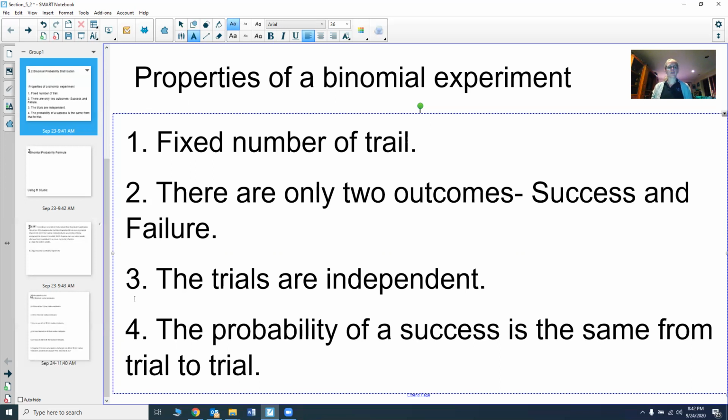And so if you're looking at guessing on a multiple choice test and your trials are going to be independent and you want those probabilities of success being the same from trial to trial, it means that each question has to have the same number of responses.